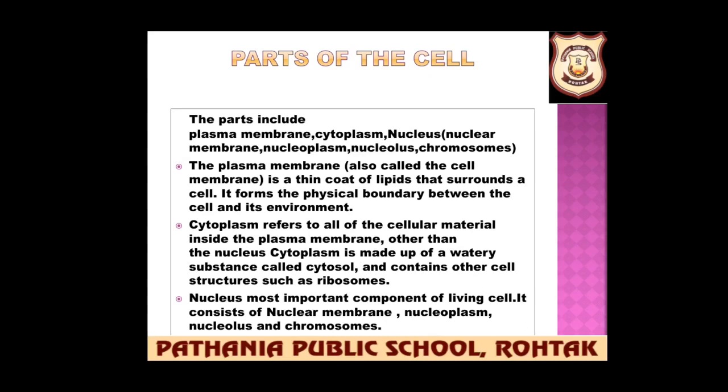Now the second one is cytoplasm and the third one is nucleus. First of all, we will discuss the cell membrane or plasma membrane and its functions. First function, plasma membrane is porous. What do you mean by porous? It is having pores and it allows the entry and exit of only selected substances. All the substances cannot enter this membrane and cannot come out of this membrane. Only certain selected substances can come in and get out of the membrane. So for this reason it is called a selectively permeable membrane.